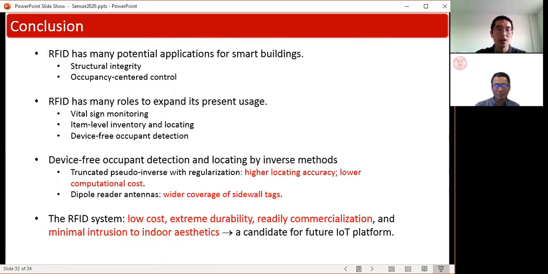So in conclusion, the RFID system is low cost and extremely durable. It is ready for commercialization and introduces minimal intrusion to indoor aesthetics. Therefore, we believe it is a candidate for a future IoT platform.